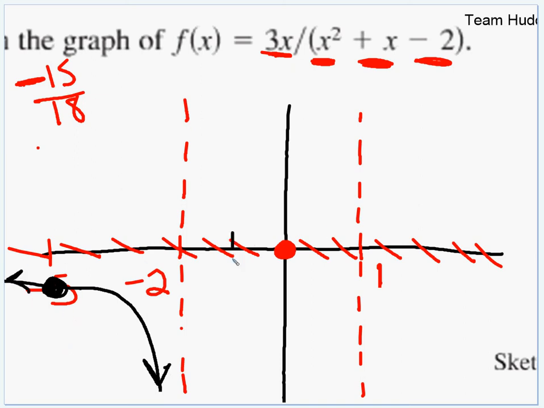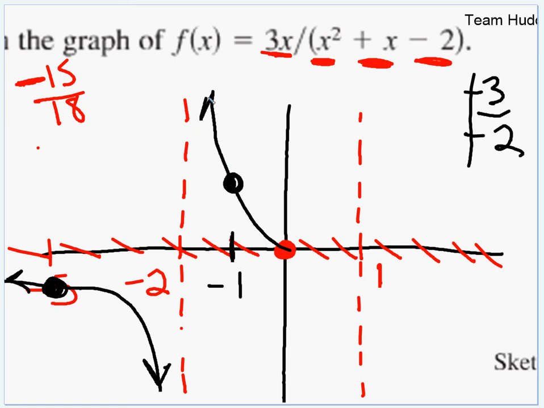Let's see what happens if we put a -1 in there. -1. So my numerator is going to be a -3. -1 squared is 1, plus a -1 is -1 is 0, over a -2. And the negatives cancel, so that's +1.5. I'm going to be up here. So I know the graph is sort of going to look like this.